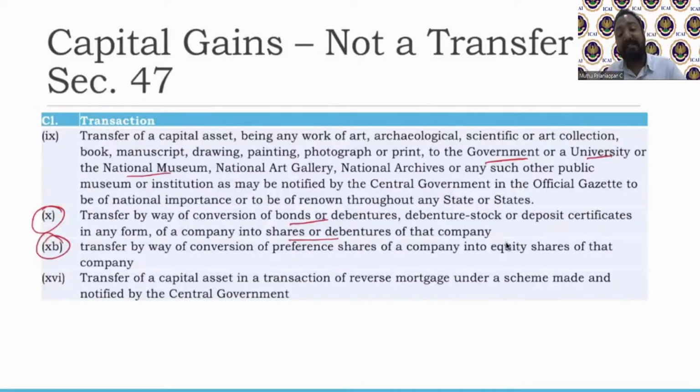Transfer of a capital asset in case of a reverse mortgage scheme. What is a mortgage? Mortgage is lending, right? Loaning. So now I keep my property. I have a building. I keep my property. I say to the bank, see, I need a loan, but I have my property as security. So based on the value of my security, I want you to give me money. So the bank will say, based on your property value, I'll give you 70%, 80%. So this is called a mortgage, correct? The bank will give me a loan.